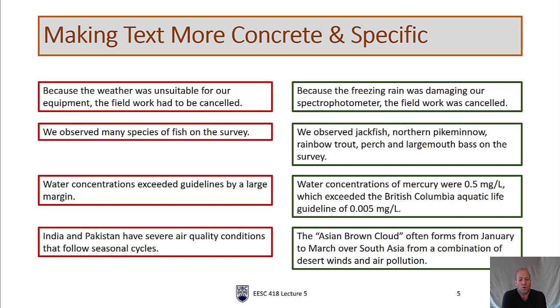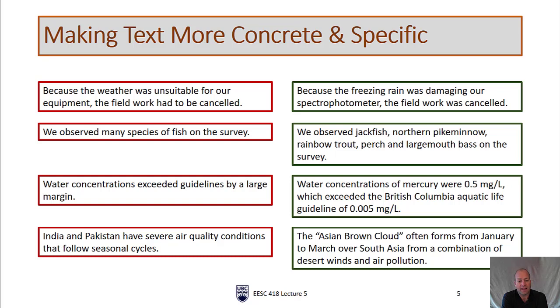Next, water concentrations exceeded guidelines by a large margin. This has a few different parts to it that are vague. So now we'll list the guideline and the exact concentration. And to be very specific, we'll list both the concentration of the water and the guideline that it exceeded. Water concentrations of mercury were 0.5 milligrams per liter, which exceeded the British Columbia Aquatic Life Guideline of 0.005 milligrams per liter.